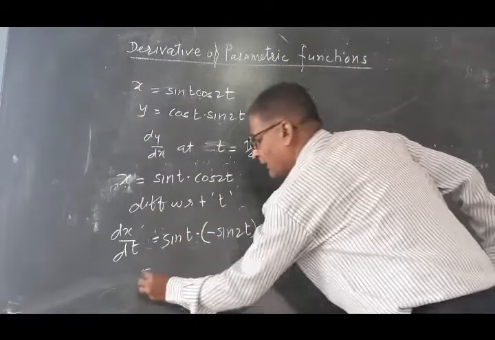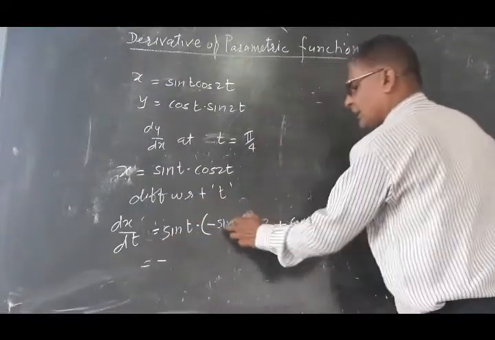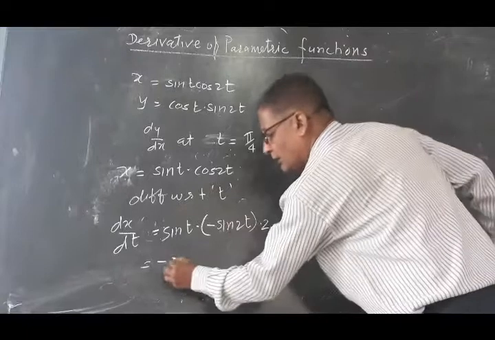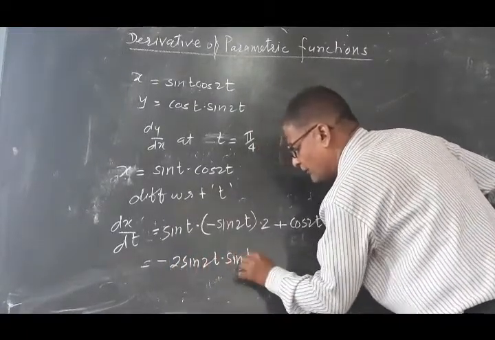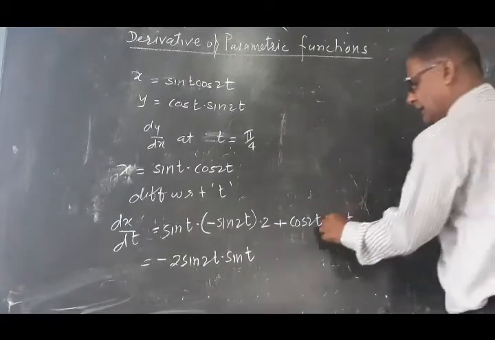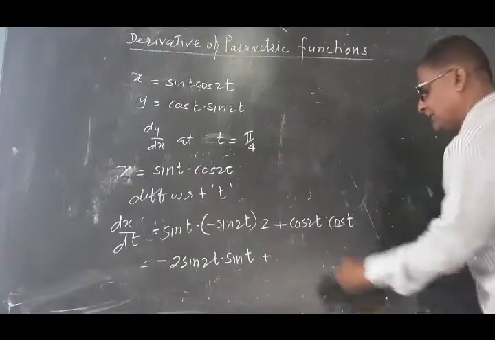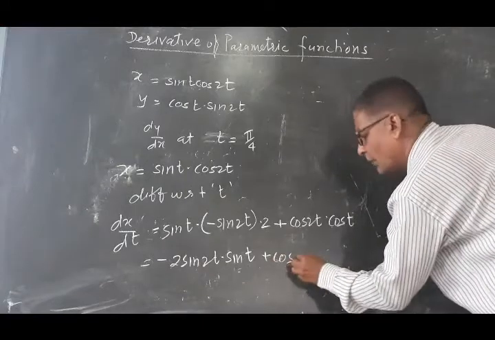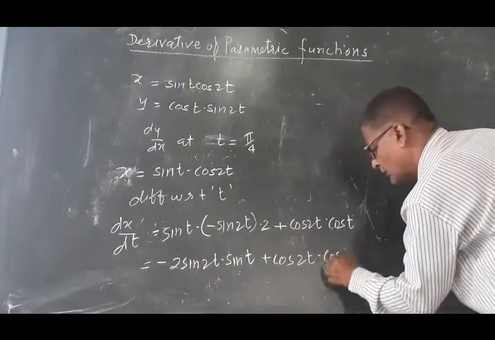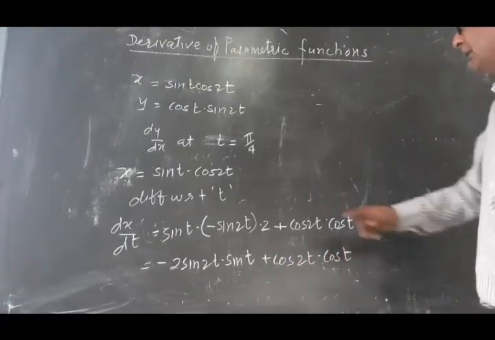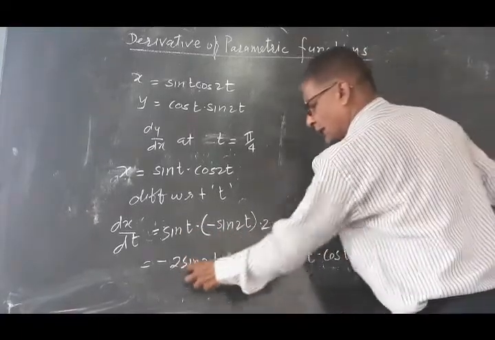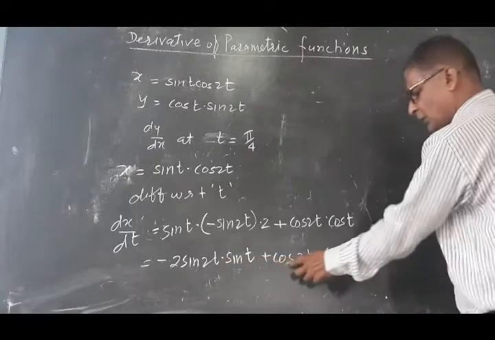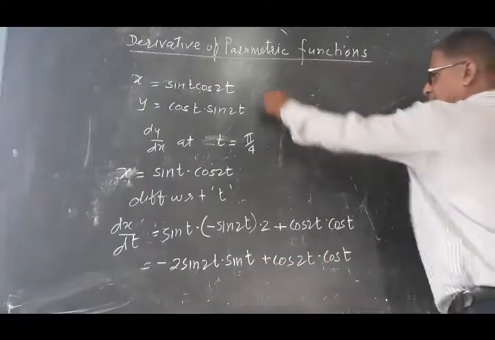Now simplify here: minus 2 sin 2t into sin t. This is the first one. And here plus cos 2t into cos t. Now listen here, we have taken it this way: minus 2 sin 2t into sin t plus cos 2t into cos t.